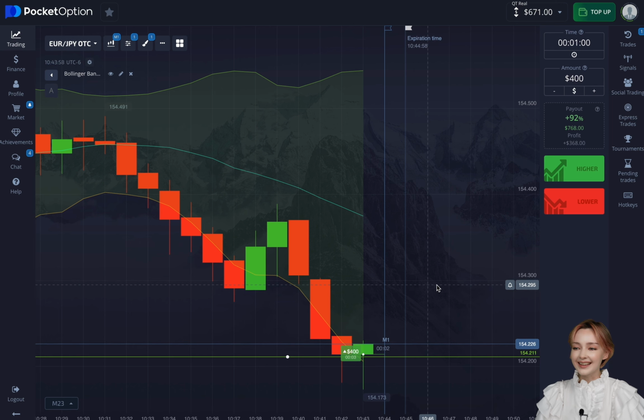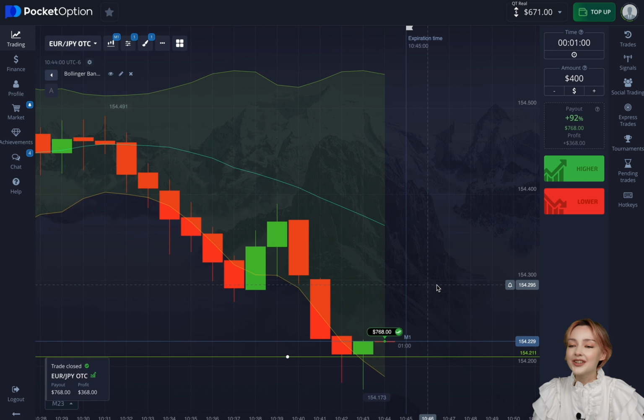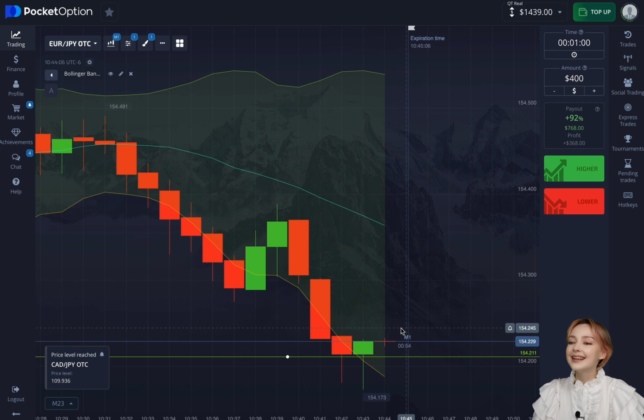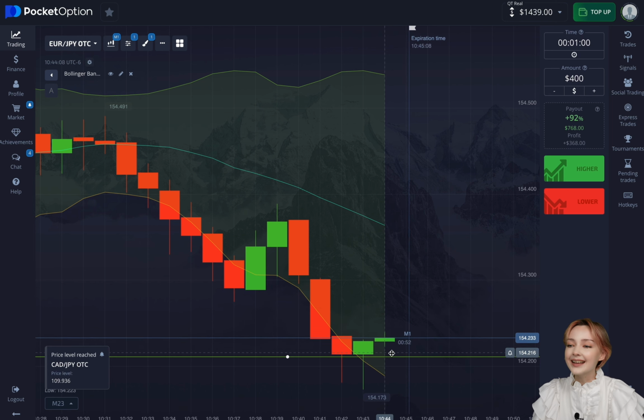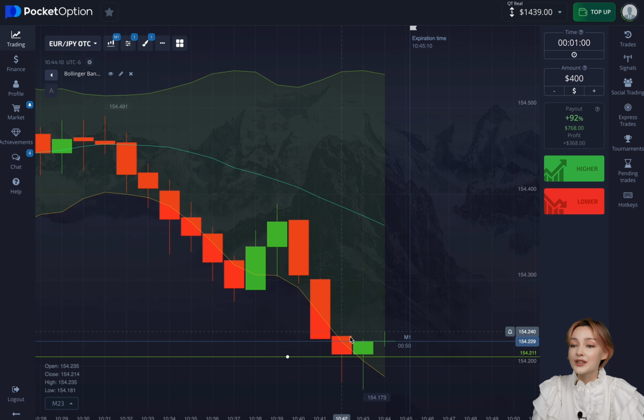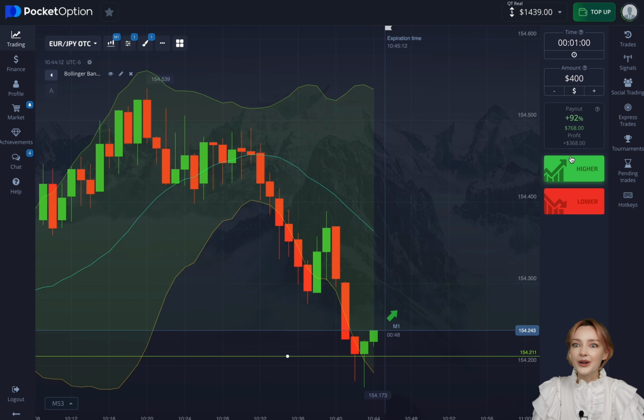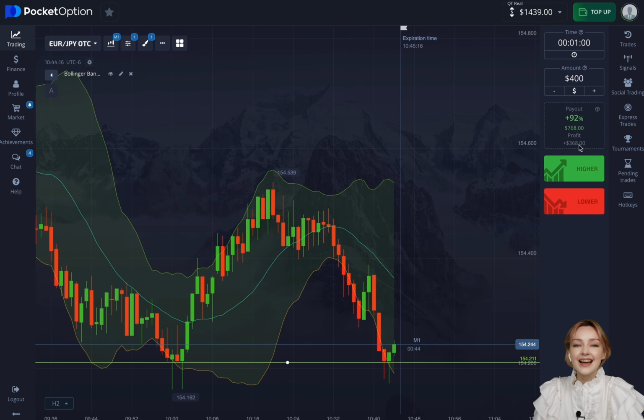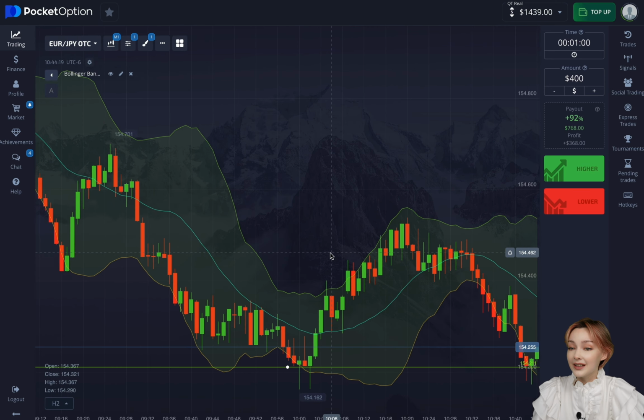Literally 1 second in, and we're getting such an incredible result. The candle turned out green, and since our forecast was the market would go up, we earned $368. We can also take a glance at this candle pattern right here.